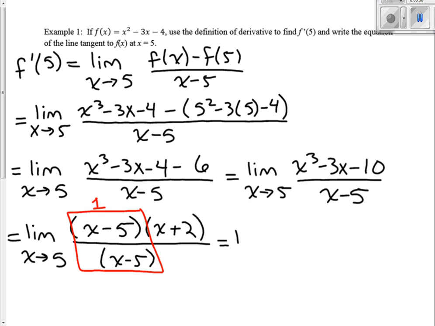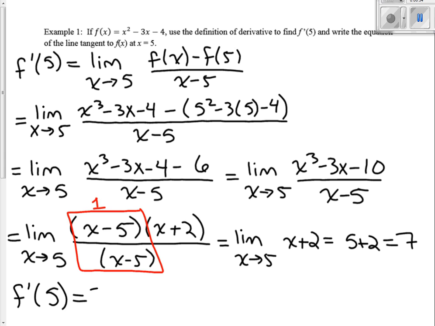So all I really have is the limit as x approaches 5 of x plus 2, at which point I can simply plug in my 5. I don't have any problems with doing that. And this limit is equal to 7. I'm going to go ahead and rewrite that. F prime of 5 is equal to 7. So that's the first part of what this example was asking me to do.